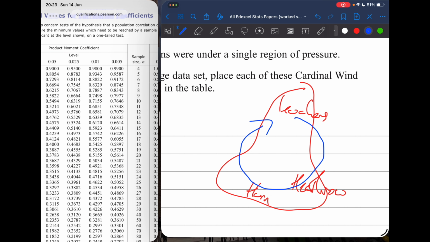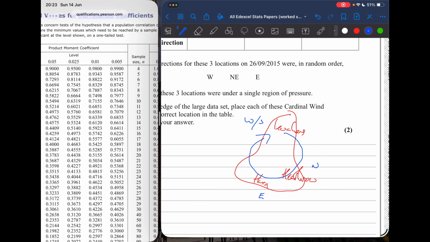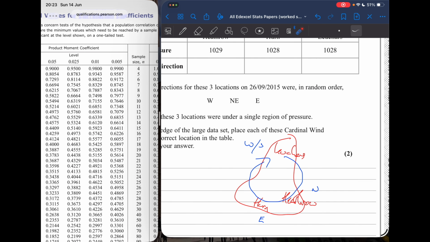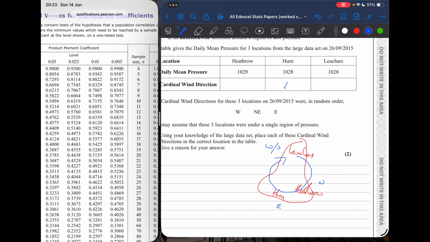So looking at the top blue charts first, that could be a westerly one, or a south? That's probably fine. I'm going to guess north for Heathrow, and then probably something eastwise for Hurn. Looking at these then, it's going to be east for Hurn, isn't it? I'm going to say it's the west then for Leuchars. So let's fill these in. Hurn will be the east. Let's cross that out. Leuchars will have to be the west, won't it? And therefore, let's just leave Heathrow with northeast.